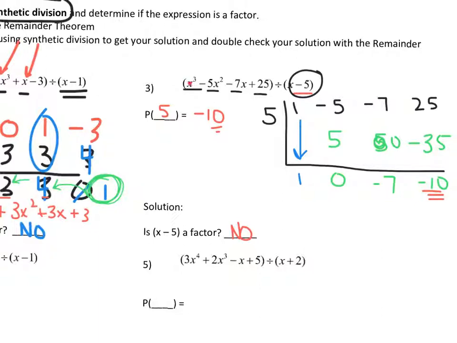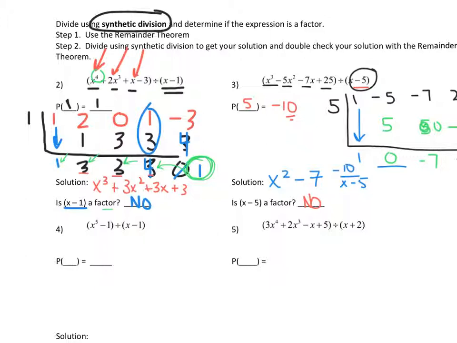So now I'm going to write my solution. It started out as x cubed, so this is going to be x squared. So it's going to be 1x squared plus 0x minus 7, with a remainder of negative 10 over x minus 5. So I should always write my remainder. I did not put the remainder over here, forgot about it. So it's going to be my plus 1 over x minus 1. So it's always over what you divided by.